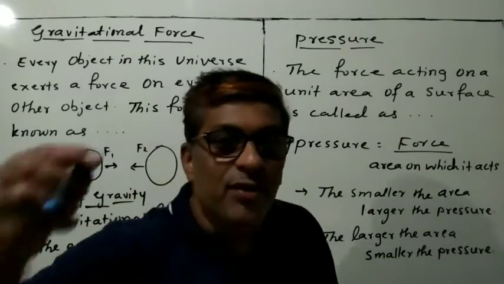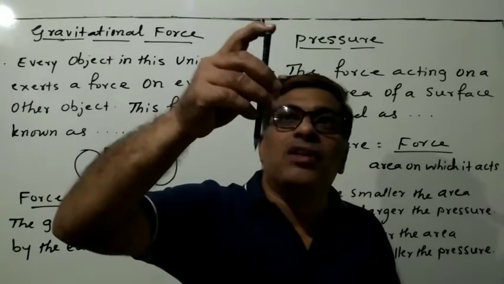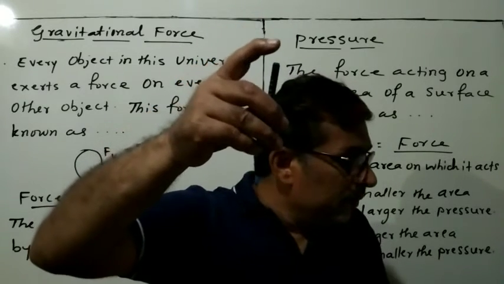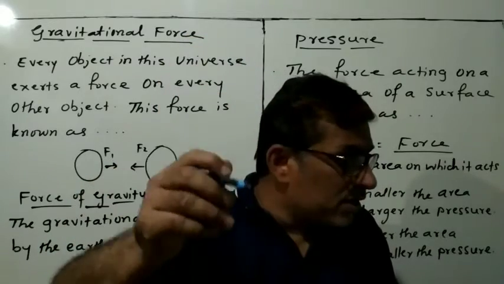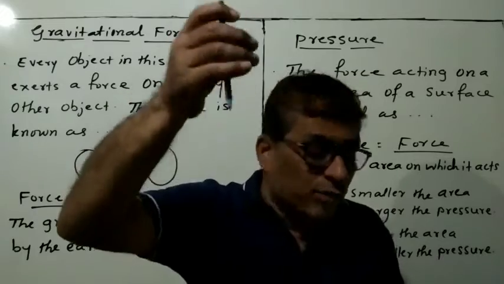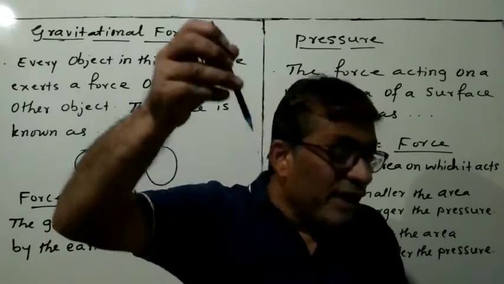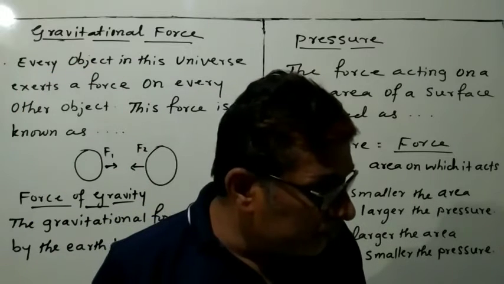For example, I have taken this one. This area is much smaller than this. The same force therefore produces pressure sufficient to push the pointed end of the nail. That is why the pressure is greater, so the end of the nail pierces more into the wooden plank.